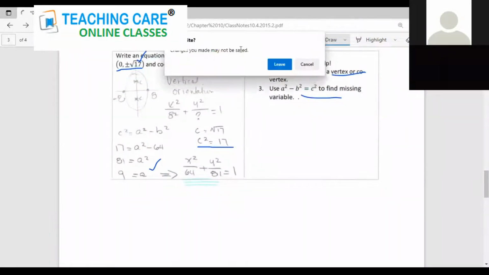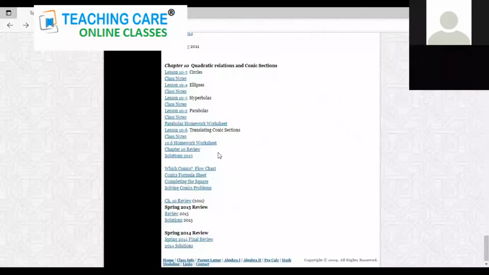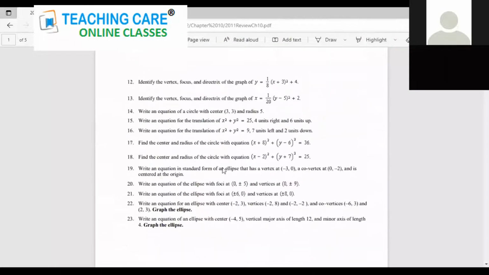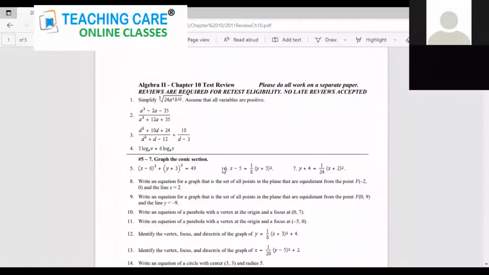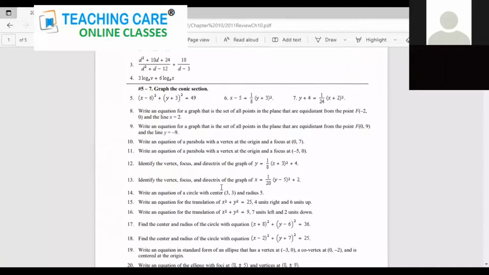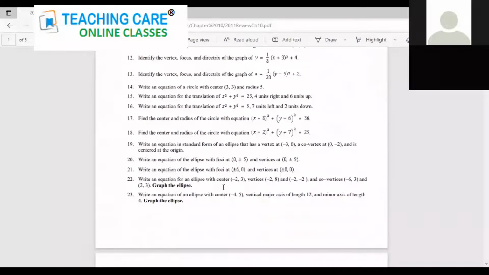Just give me a second. I don't know whether a worksheet is there for this. Only the formula sheet is there. I wanted to go for ellipse. One second, let's check whether we have an ellipse problem.